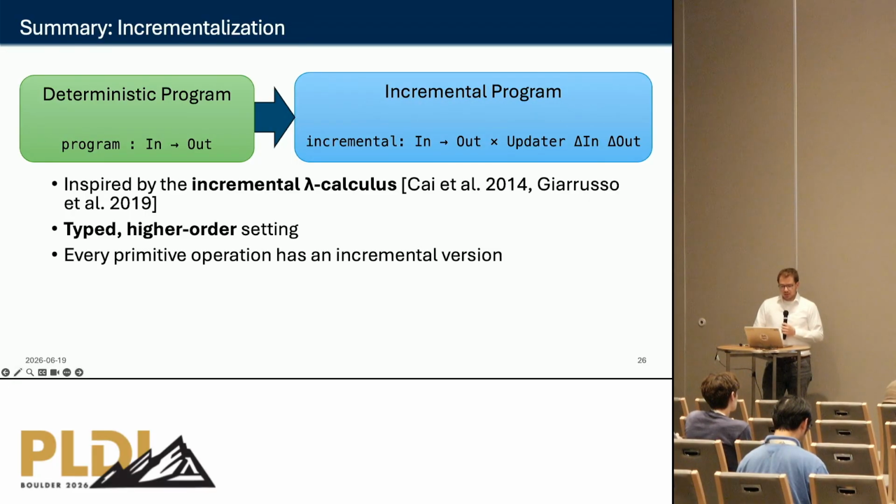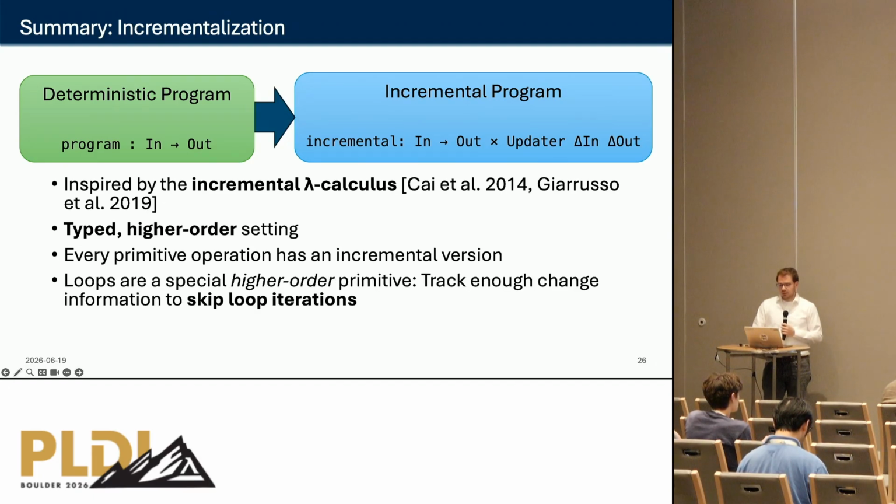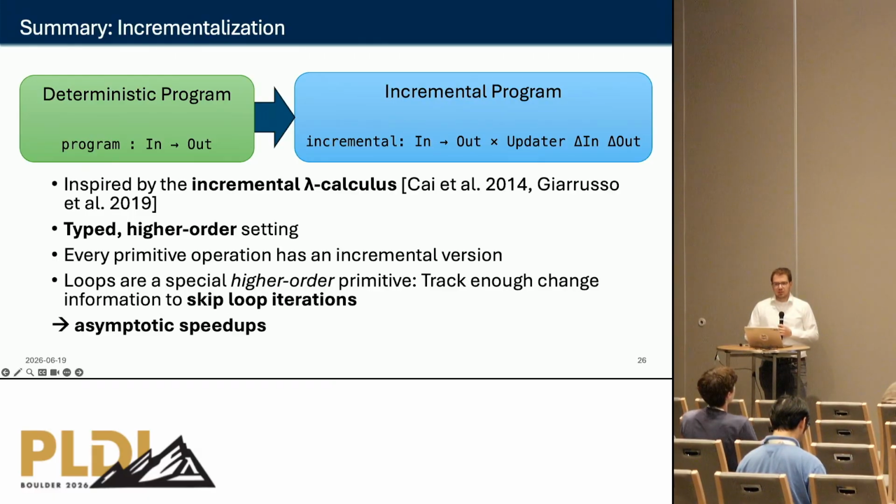Each primitive operation in our language has an incremental version, and our program transformation composes them together. And since we have a higher order language, we can treat loops as a special higher order primitive, where the loop body is an argument. The incremental versions skip loop iterations by caching intermediate results, and our other primitives are designed to propagate precise change information about collections, so that when we get to a loop that iterates over such a collection, we can save a lot of work. And this is what leads to our asymptotic efficiency gains.